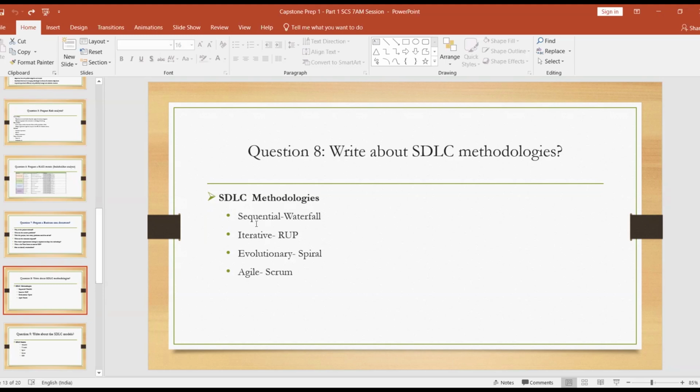So what is sequential? What is iterative? What is evolutionary? What is agile Scrum? In a similar way, you have to elaborate them.